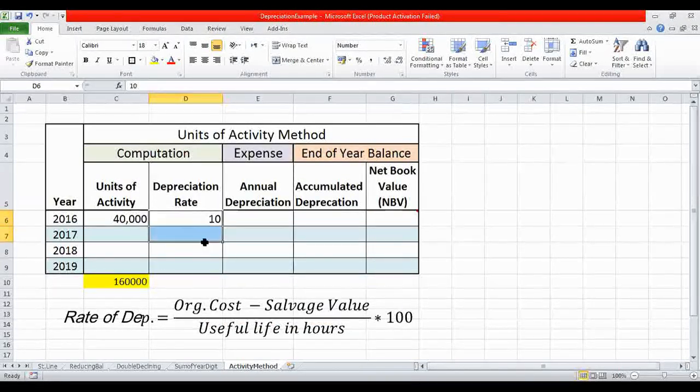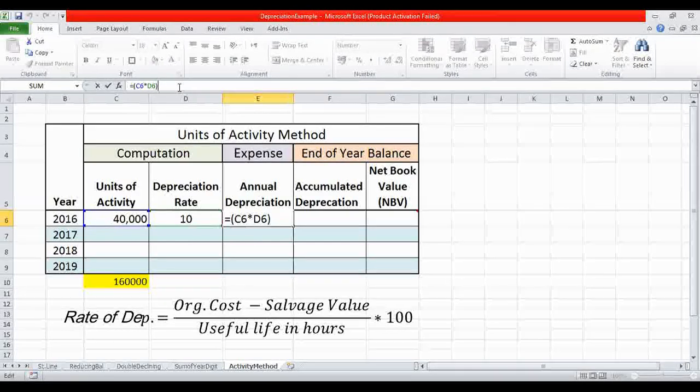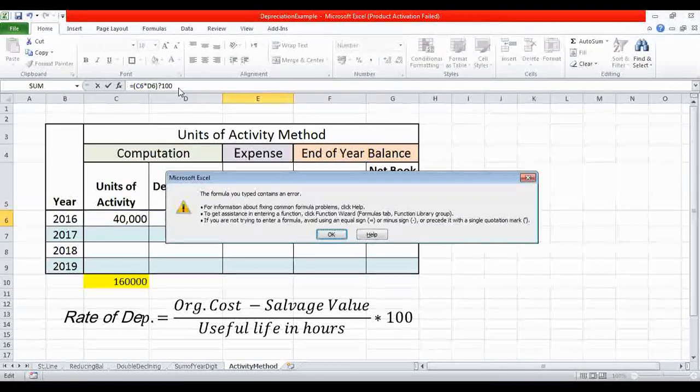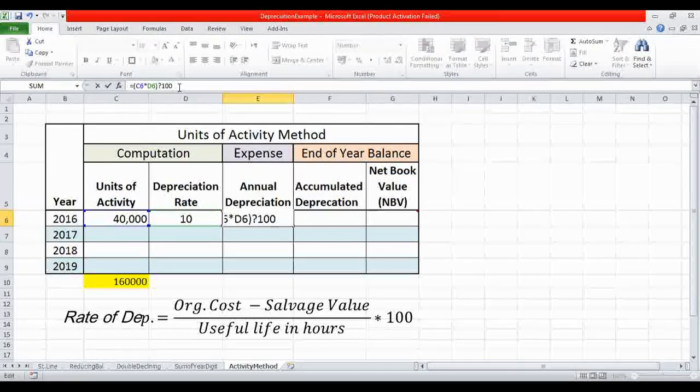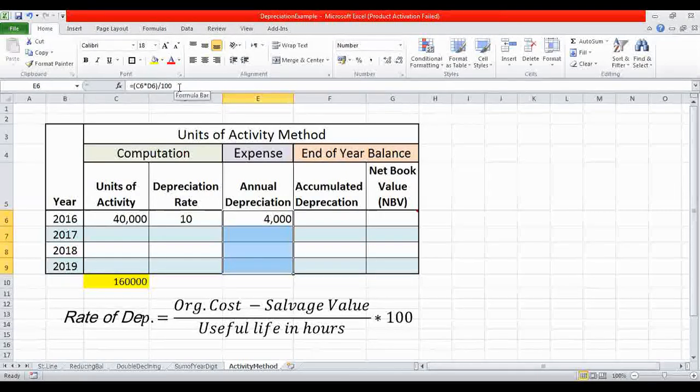So 10%. Now we need to calculate the depreciation amount. Simply, the method remains the same. So this times the 10% is going to give us 4,000. So in this way, we are going to do it for all the years.